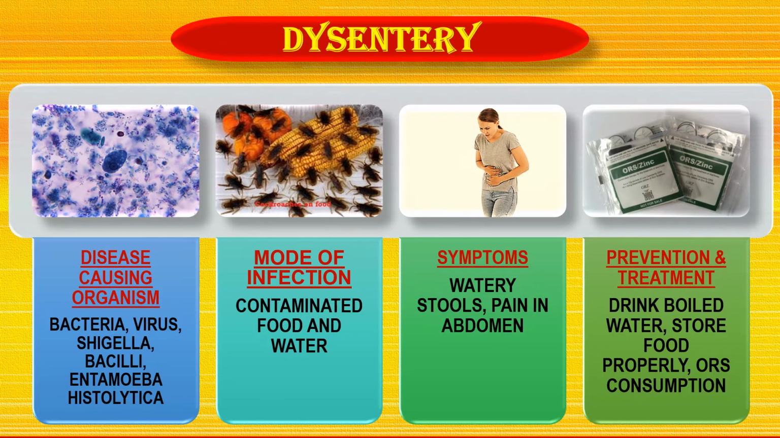The prevention and treatment of dysentery: drink boiled water, store food properly, cover your food, see that no insects or other creatures can go towards the food, and the consumption of ORS, which is oral rehydration solution. Because when you have dysentery you have a lot of watery stools, so everything goes out of the body including the water, and therefore we have to have this ORS, put it in the water, so that your water comes back into the body.